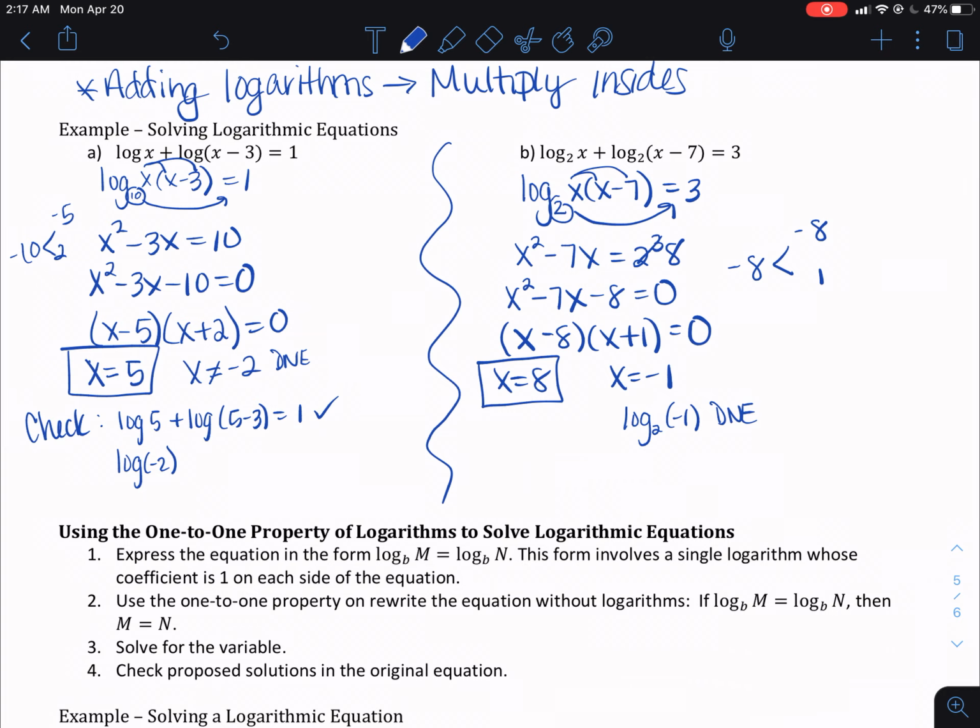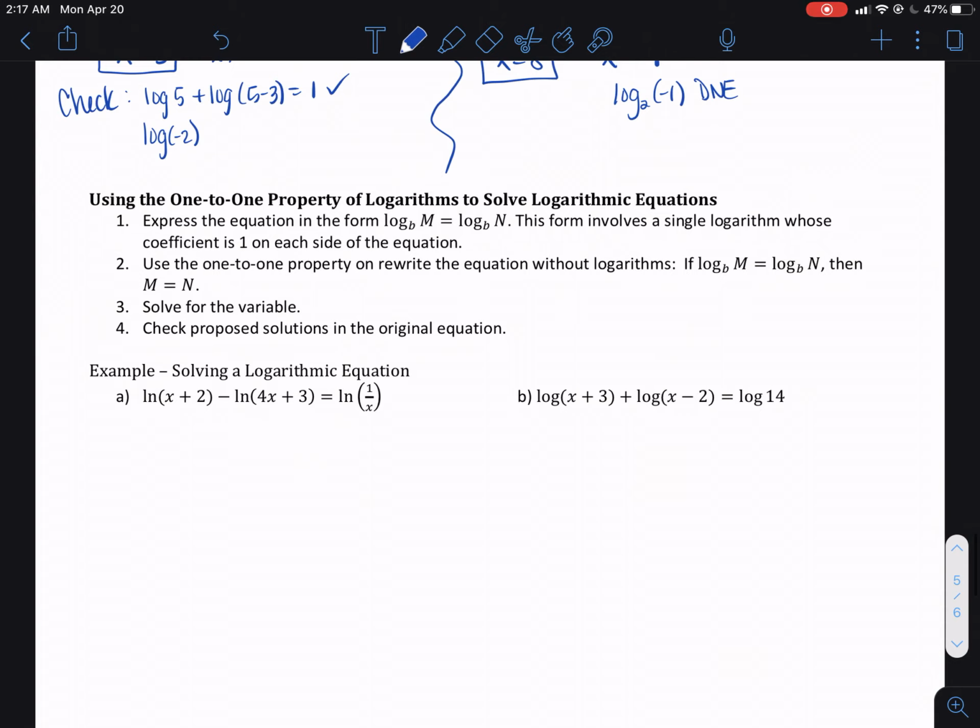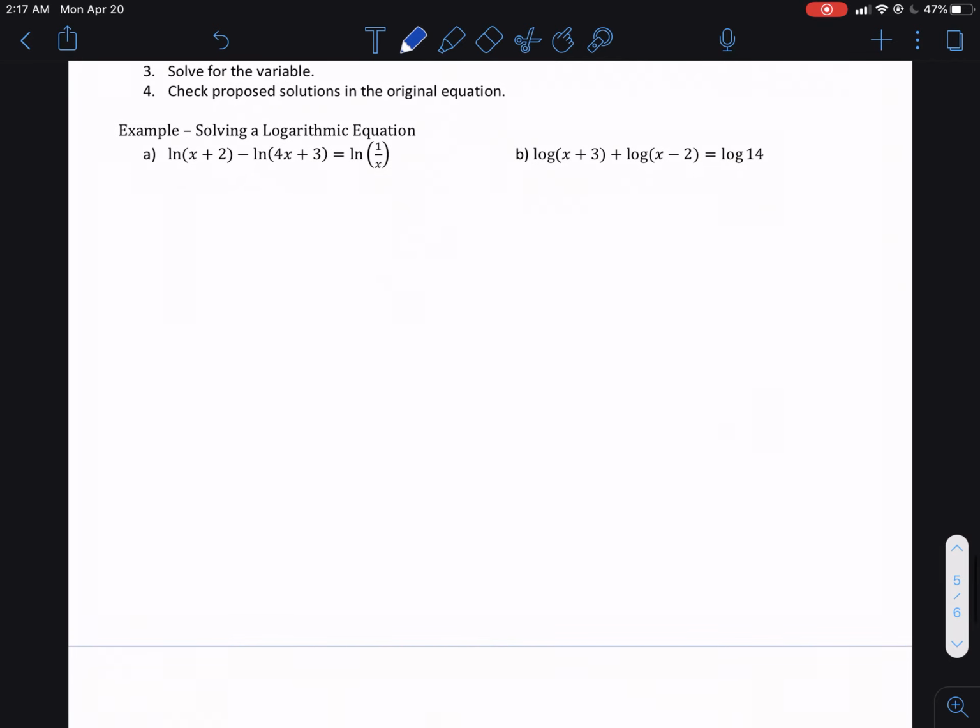Okay, so then our other property with logarithms, similar to our exponential, was our one-to-one property. So if log base b of m equals log base b of n, then our insides can just equal each other. So we're going to try to write each of these to be a log equals a log, or a natural log equals a natural log. So if we look at A, we have the natural log of x plus 2 minus natural log of 4x plus 3 equals the natural log of 1 over x.